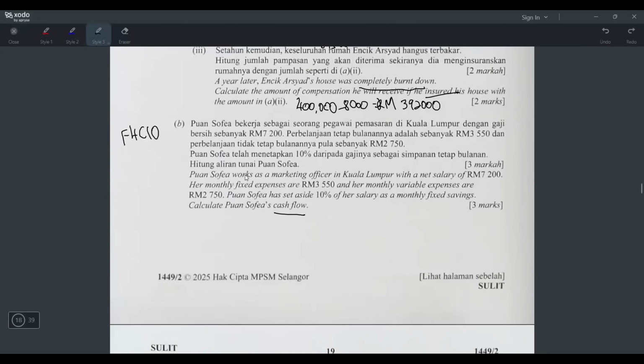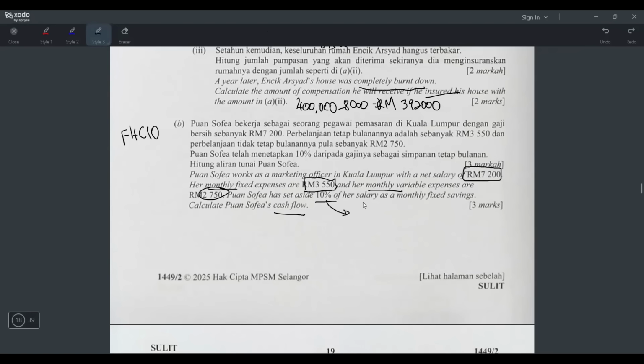Puan Sophia works as a marketing officer in KL with a net salary of 7,200. Cash flow we always calculate for 1 month, so I assume that it's also for 1 month. Her monthly fixed expenses are 3,550, and the monthly variable is 2,750. Puan Sophia has set aside 10% as a monthly fixed savings. Calculate Puan Sophia's cash flow. Usually it's always for 1 month.